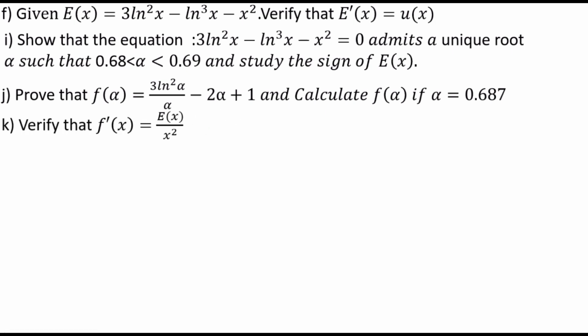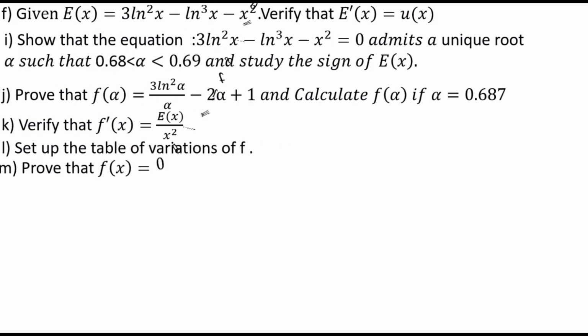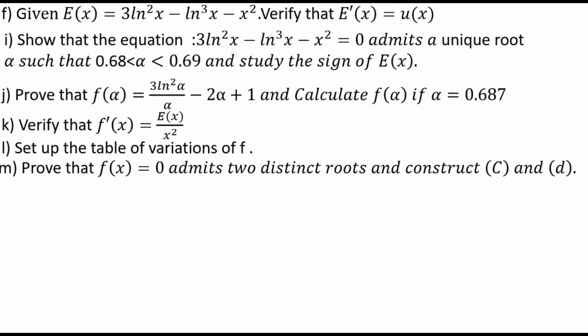Verify that f prime of x equals E of x over x square. Set up the table of variation. Prove that f of x equals 0 admits two roots, and construct C and D. Yalla. First question.